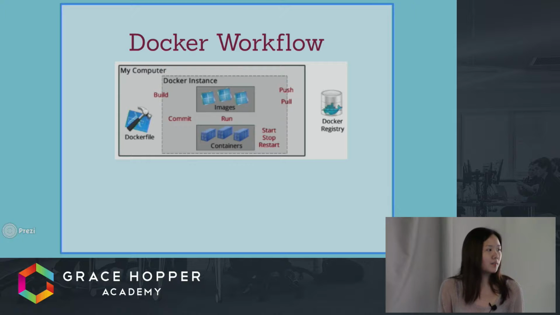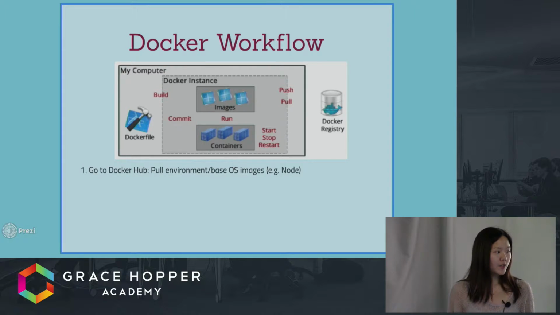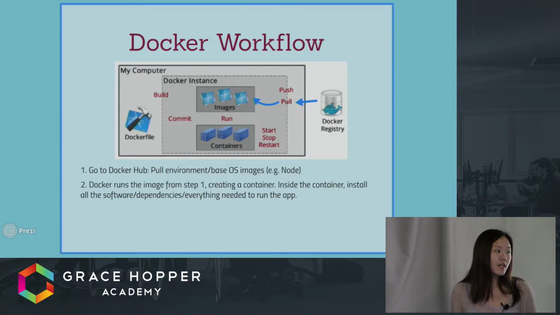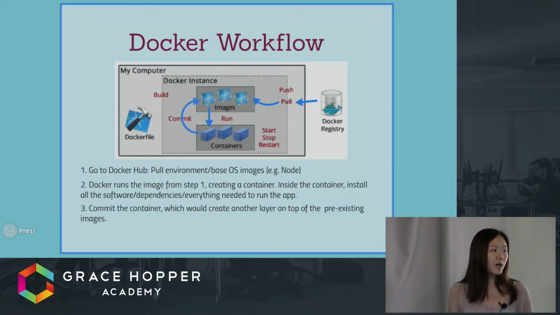So to go over a basic workflow of how Docker works, say I'm creating a MEAN stack application. The environment that I'll be running on is Node, so I'll go to the Docker registry, which is Docker Hub, to retrieve that image, and then I'll pull in that image, and then I'll run the image, and running that image would create a container for me. In this container, I would then install other software, dependencies, or whatever I use to create my app. And then that will all be bundled up in this container.